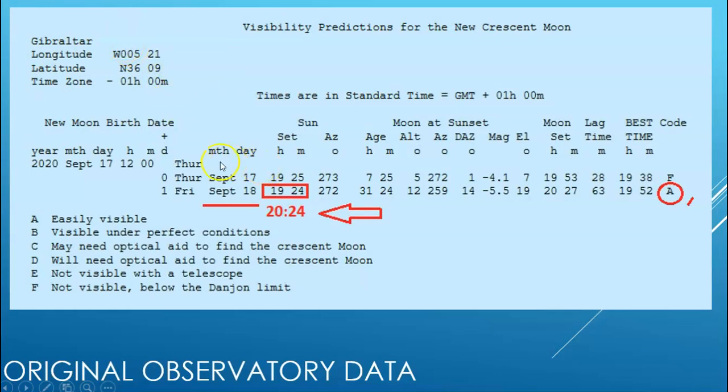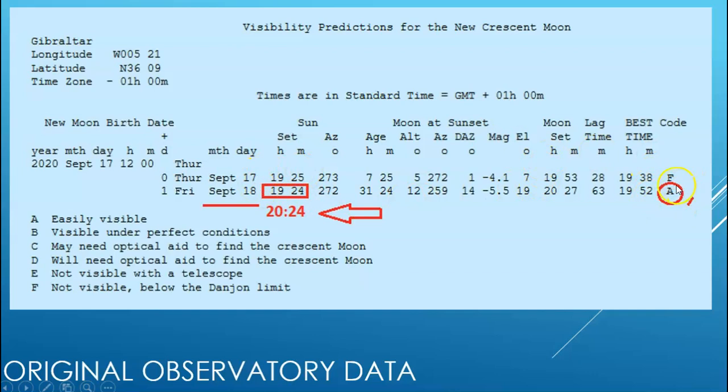This sighting is going to be on September 18th, Friday. Pay attention to what the data gives you, the sunset time for Gibraltar. The sunset actually locally is 2024 and not 1924. So the best time to sight the moon will be 2052 and not 1952. It's because the time zones are given in GMT plus 1 hour. So keep an eye and compare this to your local sunset time.